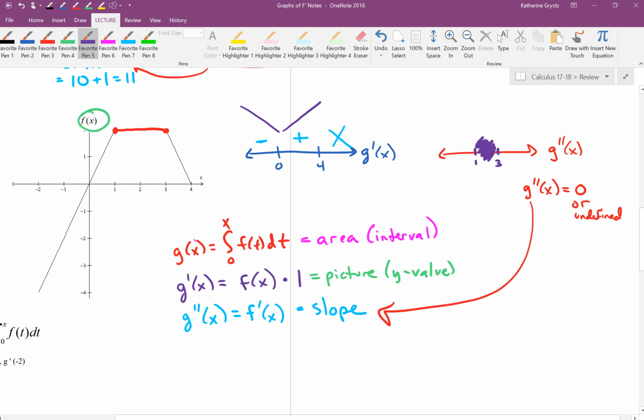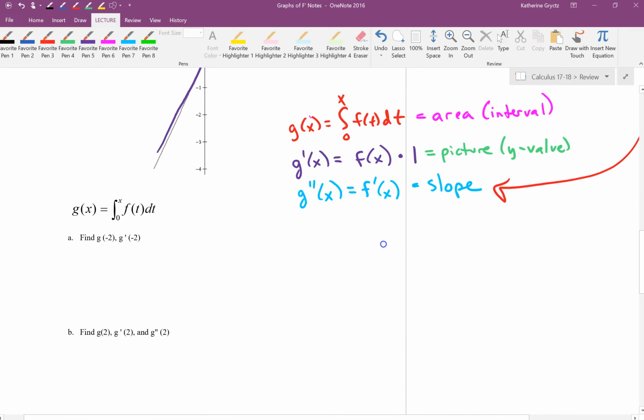But we can tell the slopes to the left and the right. We just don't know what's going on between 1 and 3. So to the left of 1, the slopes are positive. To the right of 3, the slopes are negative. And then we have something going on in between 1 and 3, but that whole section is just not good for us. So now we're going to go answer these questions, see what they actually asked us.